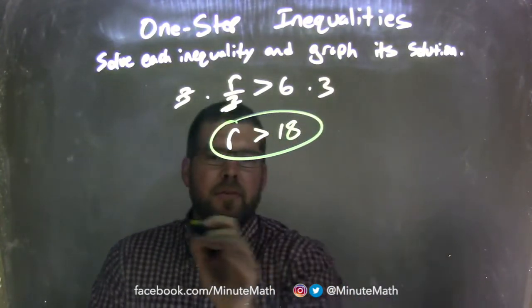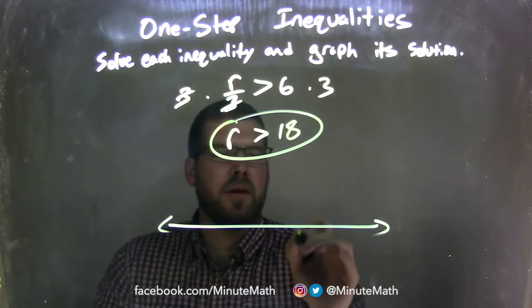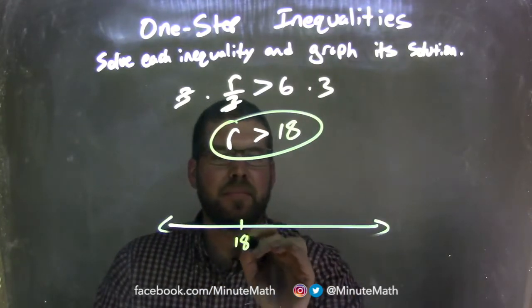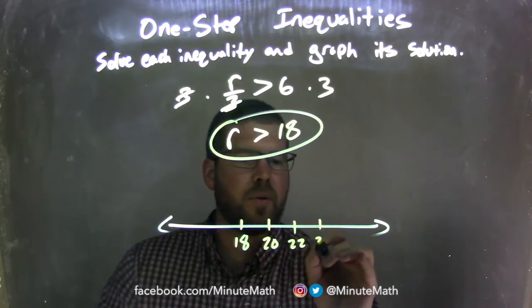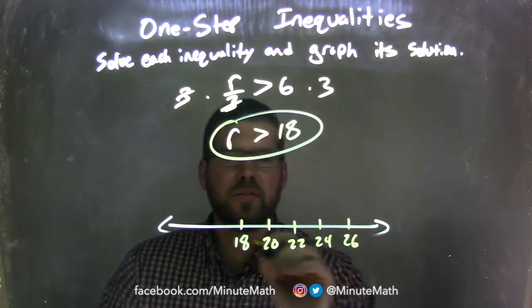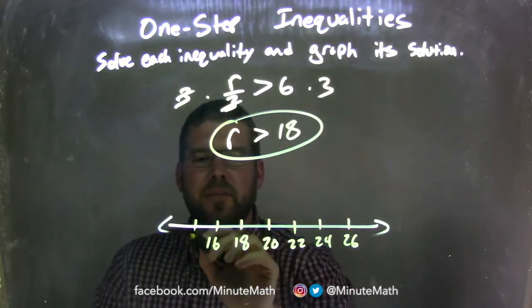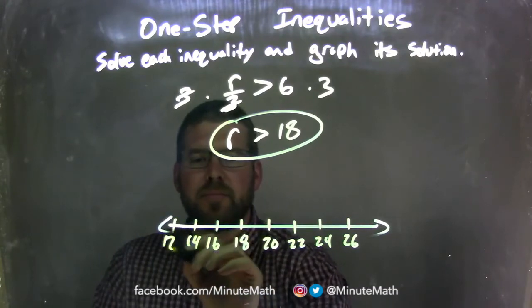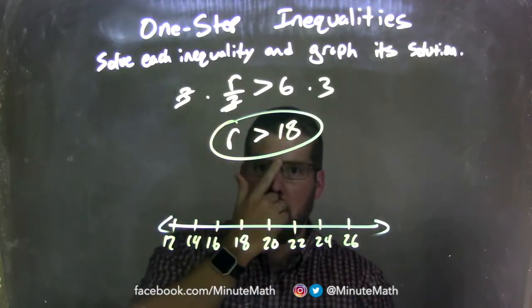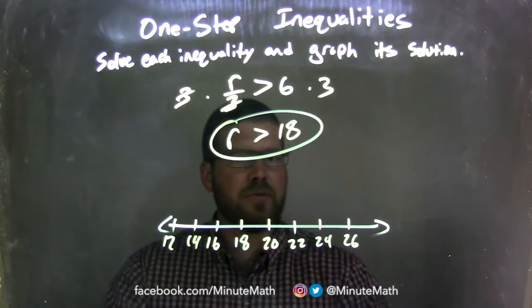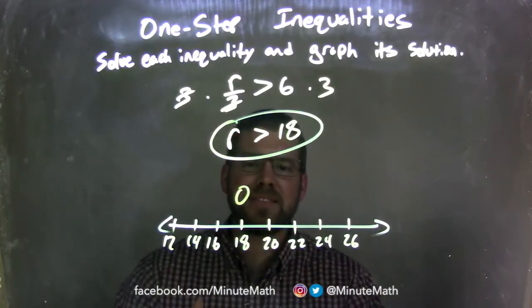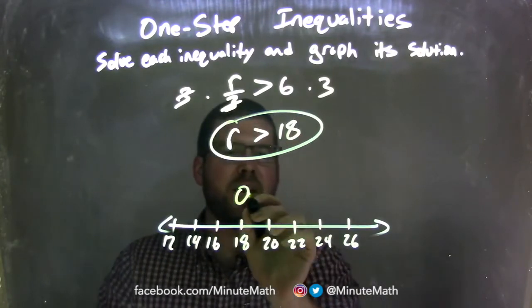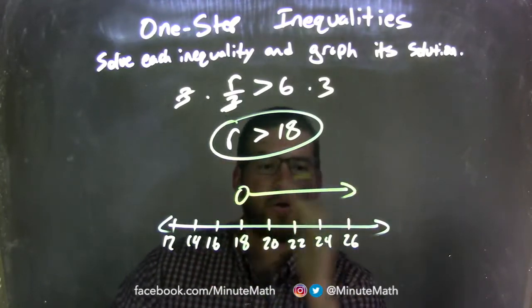Now I need to graph it. So let's make a little graph here. Let's put 18 right there, and let's go by 2. So we have 20, 22, 24, and 26. Let's go less than 18: 16, 14, and 12. Okay, so now r is greater than 18. It's not equal to, so we have an open circle at 18. Then, since r is greater than, I need to shade to the right, to the values that are greater than.